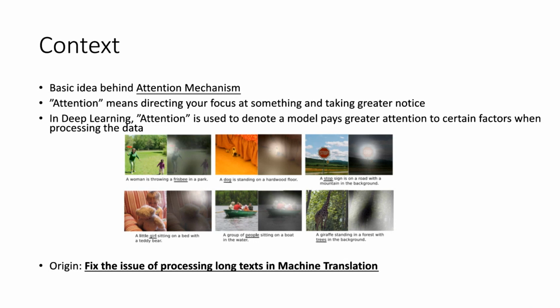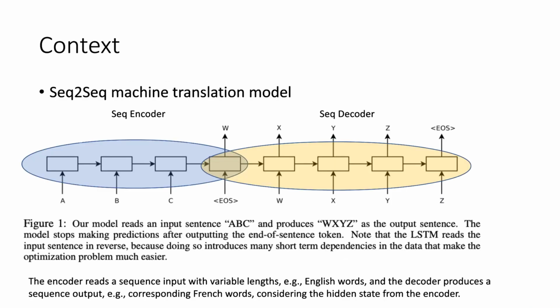But actually, how attention mechanism was introduced into deep learning was from another perspective. It's from machine translation. And the problem is they were trying to fix the issue of processing really long text in machine translation. I think that was like 6 years ago. There was a famous translation model named the SQL, that used two different LSTM or recurrent neural networks to do translation from one language to another language.